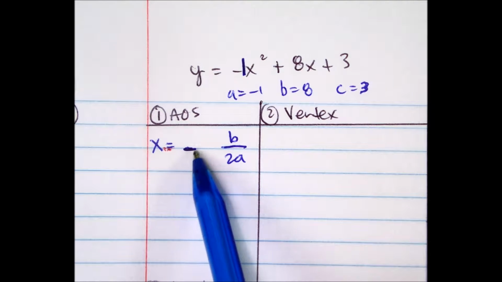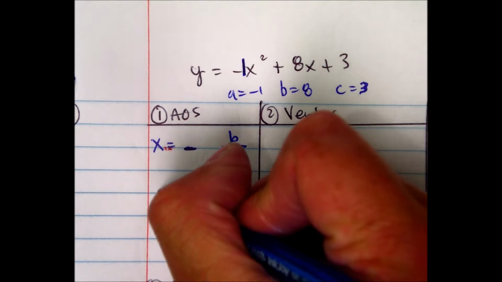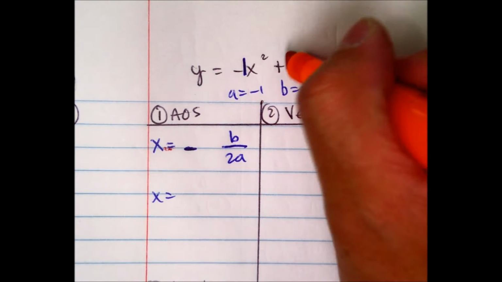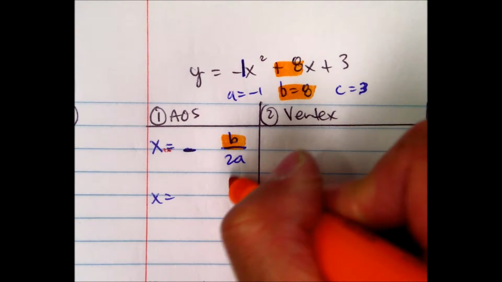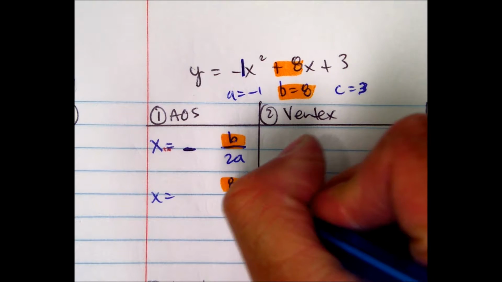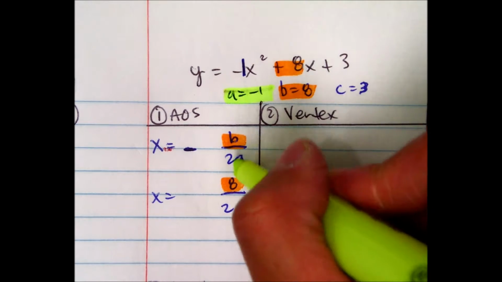And don't put the negative sign near the B. It's a common mistake for today's lesson, okay? Girls, what is your B value? We have a B value that is 8. Girls, your A value? -1.